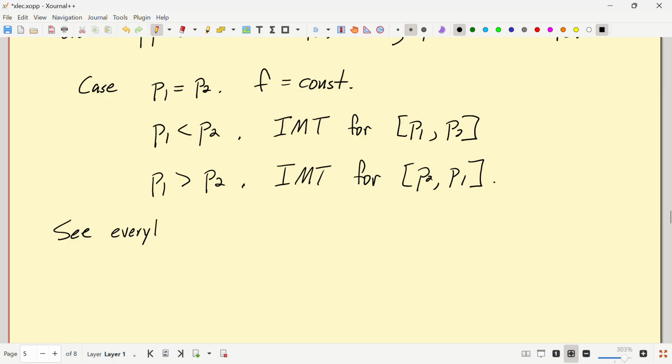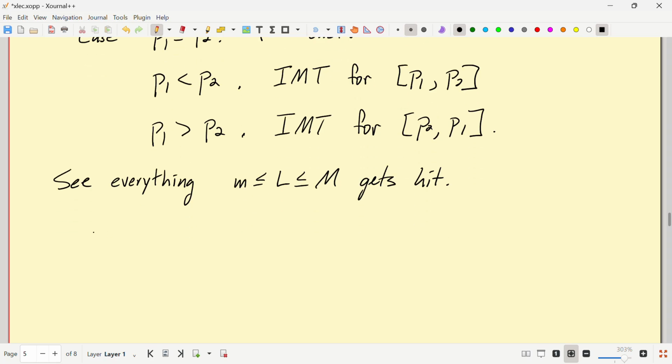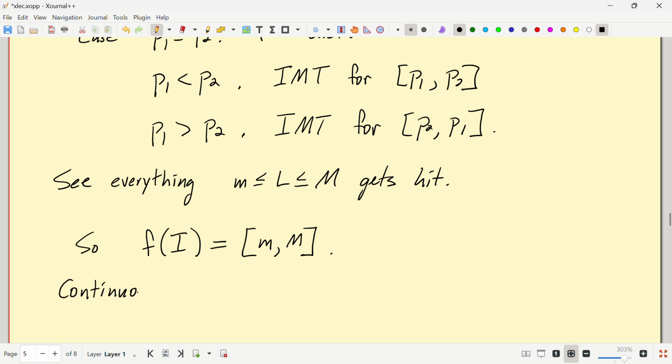Everything, m less than or equal to L less than or equal to M, gets hit. And so a fascinating thing here is that we see that the image of the interval is equal to a closed interval. So continuous functions map closed intervals to closed intervals. That's a closed interval theorem.